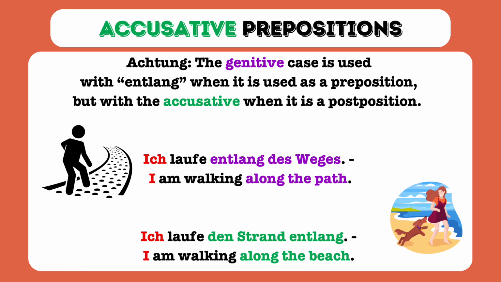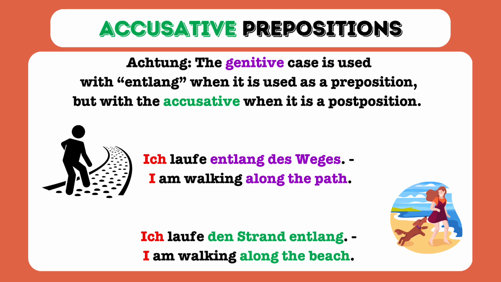I mentioned the word entlang before, which is a preposition, but usually it's used as a postposition, meaning that it is used after the noun that it modifies. So instead of using it in front of the noun, we now have it behind the noun. If you happen to use it as an actual preposition, which means that it goes before the noun, we actually use the genitive case with that. For example, Ich laufe entlang des Weges. I am walking along the path.